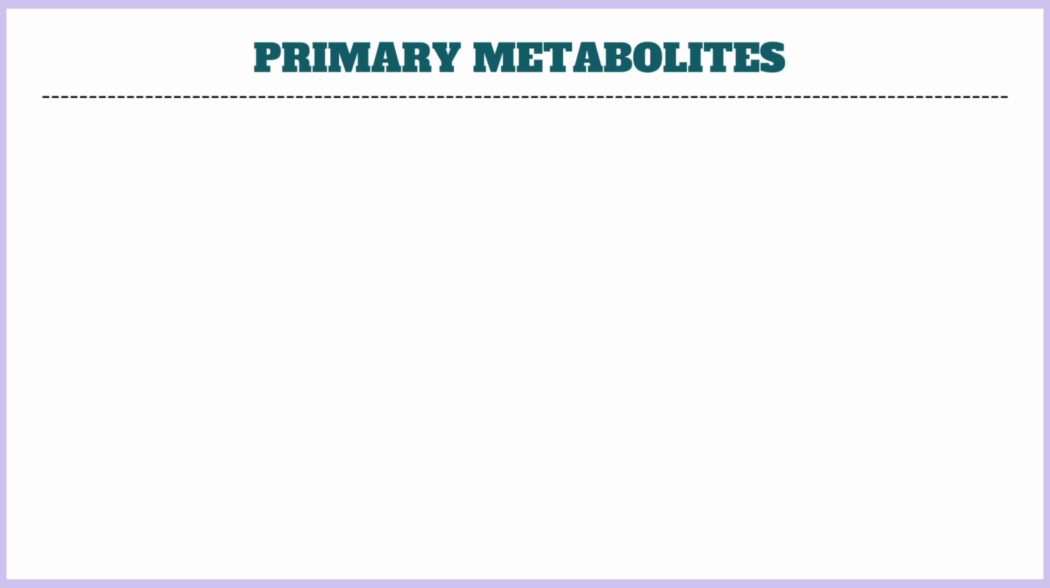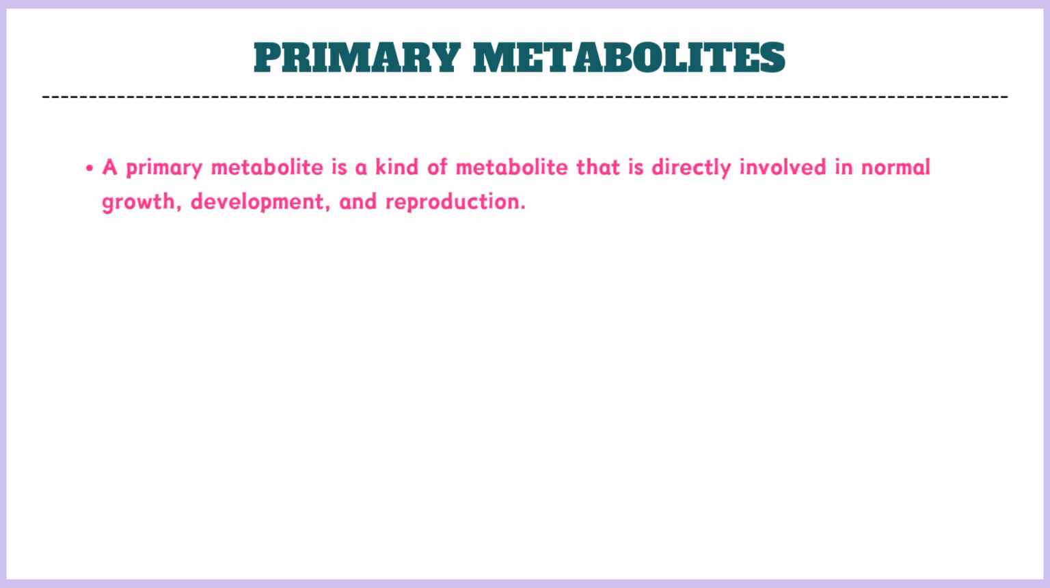Primary metabolites. A primary metabolite is a kind of metabolite that is directly involved in normal growth, development and reproduction. Plants produce primary metabolites that are involved in growth and metabolism. A primary metabolite plays a role in plant metabolism and is essential for the plant's existence. Some primary metabolites are precursors of the secondary metabolites. Primary metabolites are the basic need for plant growth.